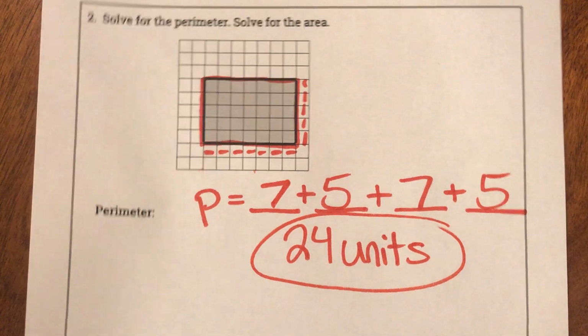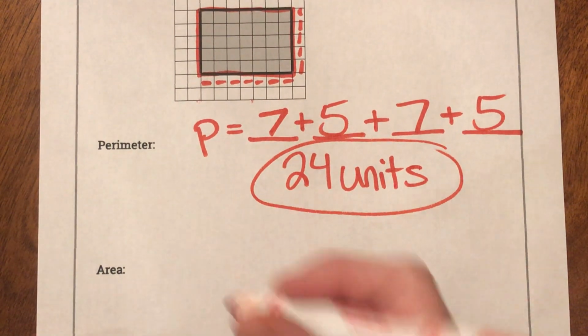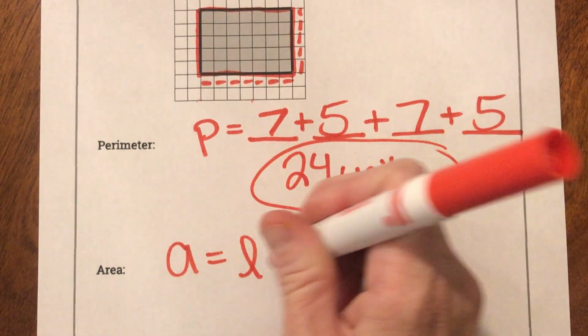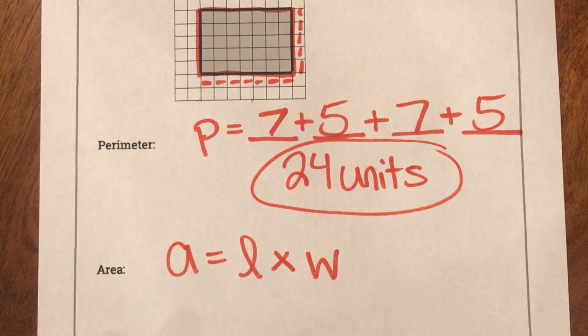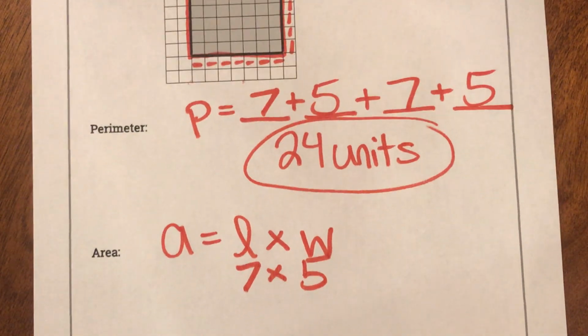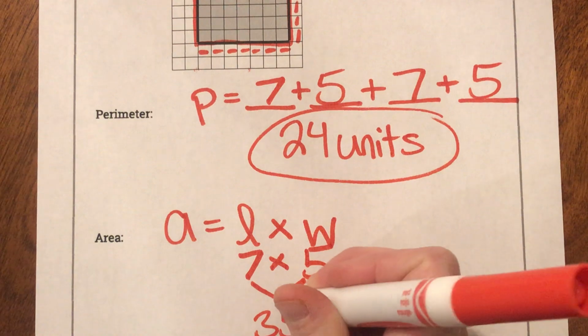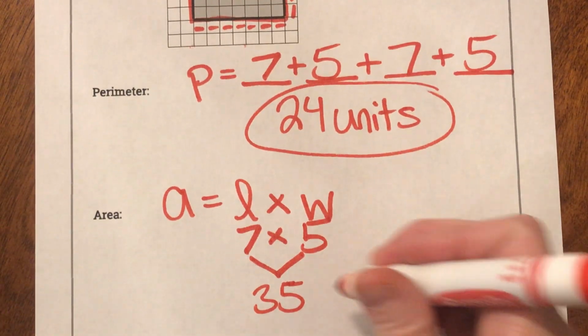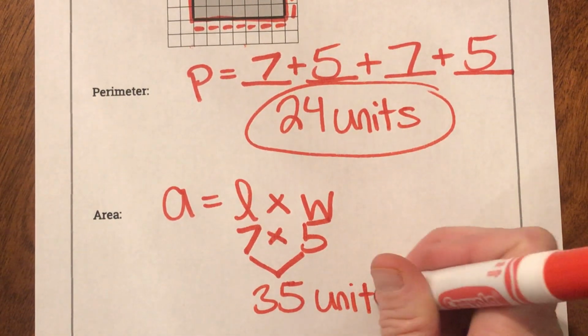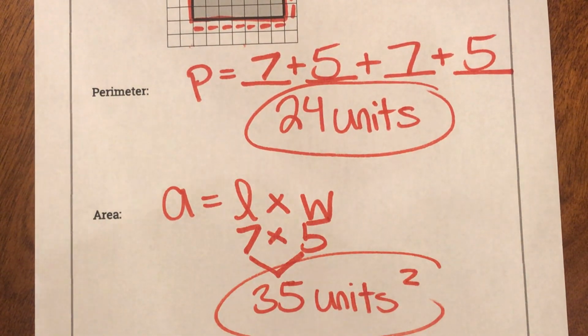Okay, they also want me to find area. So to find area of this shape, my formula is area equals length times width. My length, my long one, was 7, and my width, my short one, was 5. So I know my basic facts. If you don't, you can draw an array, but my basic facts is 35. So for area, it's 35 measurement units, and area is always, always squared.